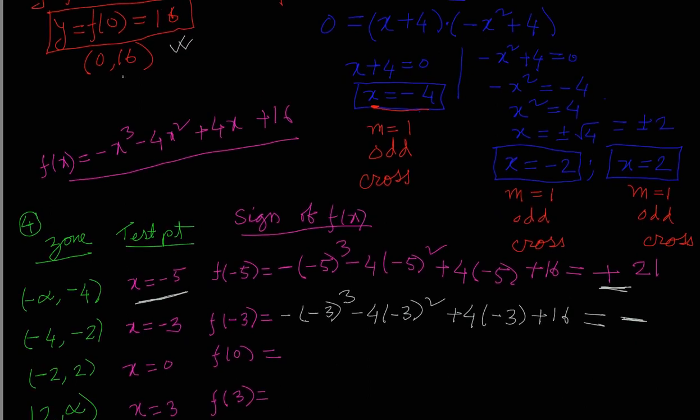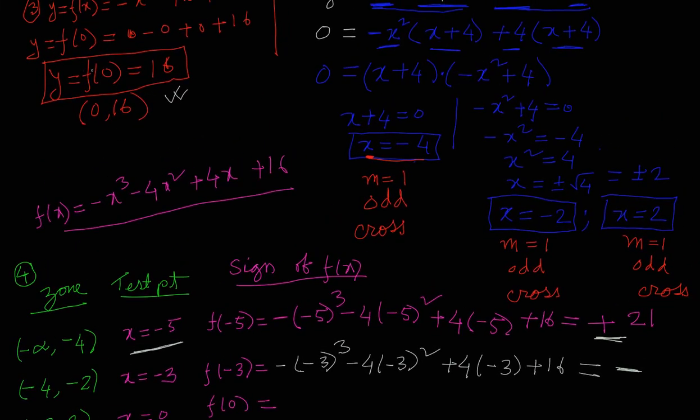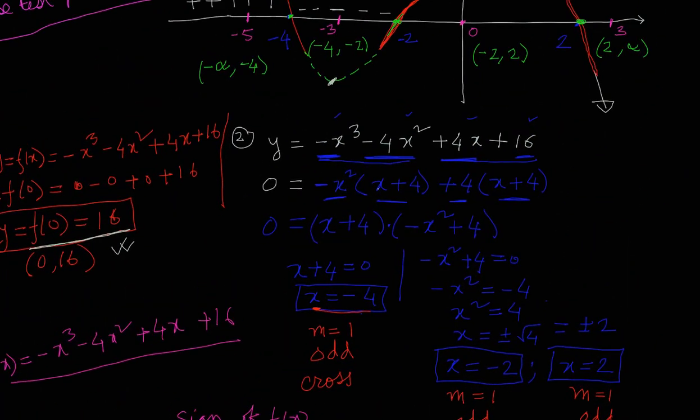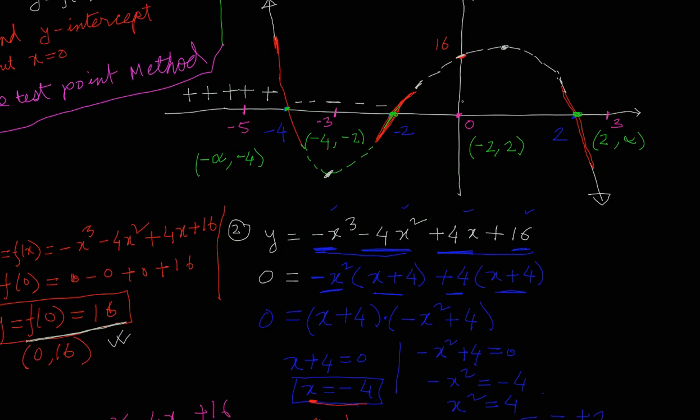Okay, and then guys, just to remind you one thing, what is function of 0? Function of 0 is 16. So this time we are going to use this. Function of 0 is 16, which is positive. All right, so if it is positive, that means my function in this zone is positive, so it is above the x-axis in zone 3, which is already there.